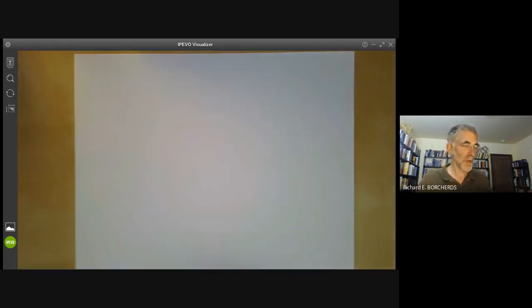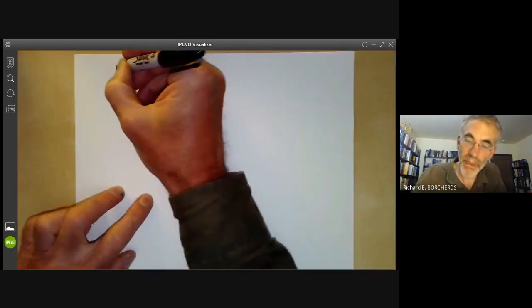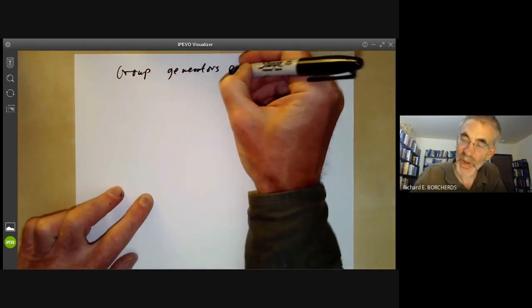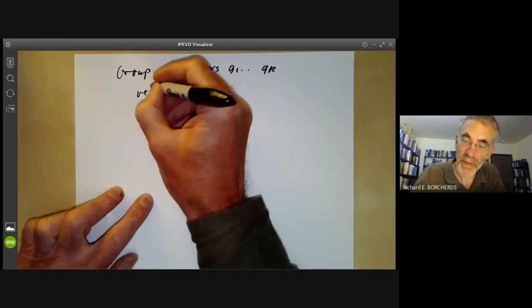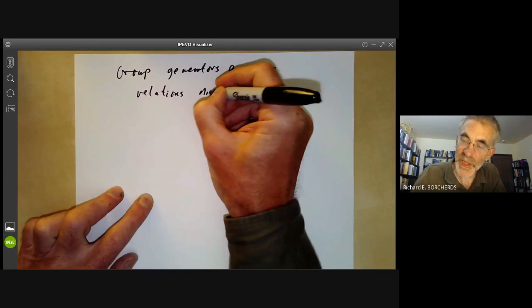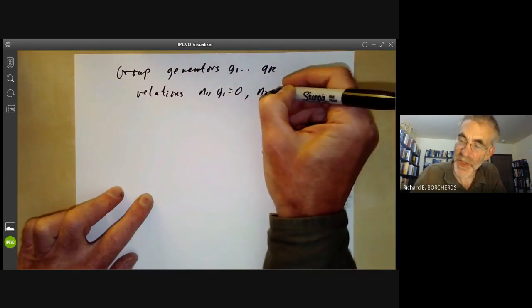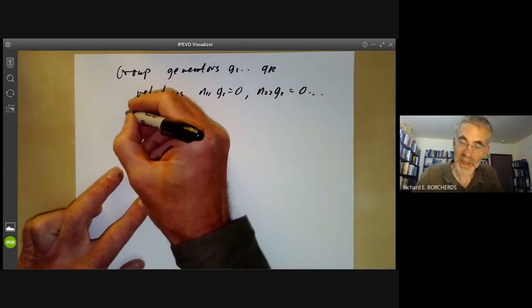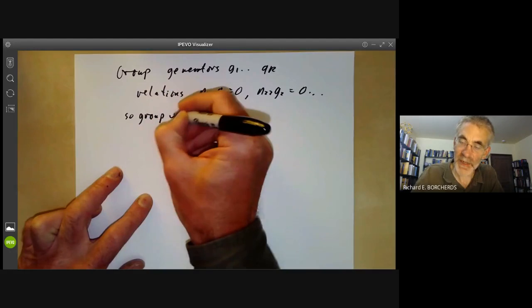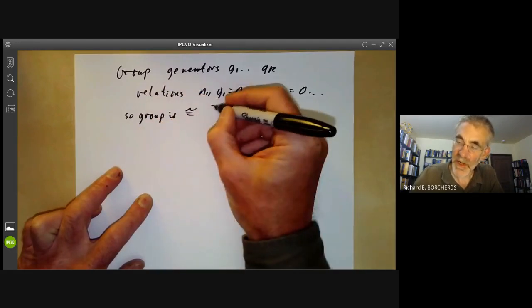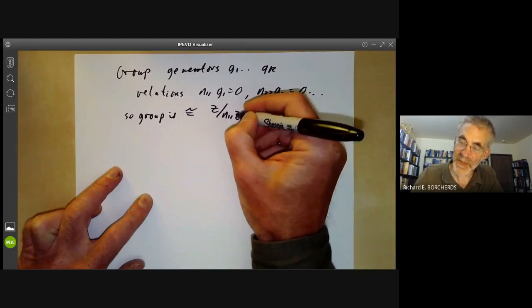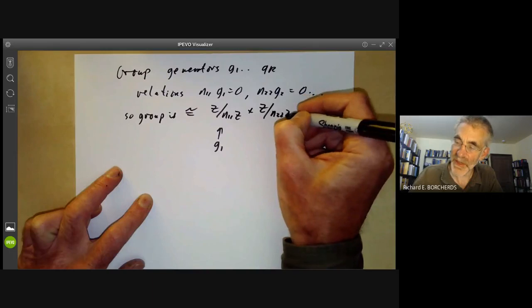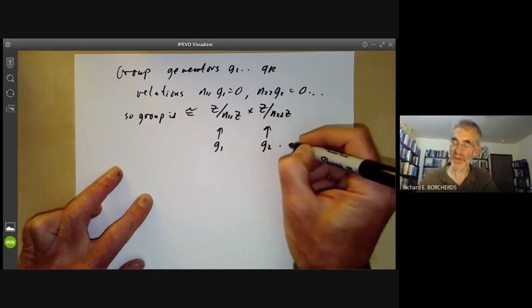So what have we got? We've got our group with generators g1 up to gk, and relations n1 g1 equals 0, n2 g2 equals 0, and so on. And this is just the same as saying the group is isomorphic to Z over n1 Z, generated by g1, times Z over n2 Z, generated by g2, and so on.